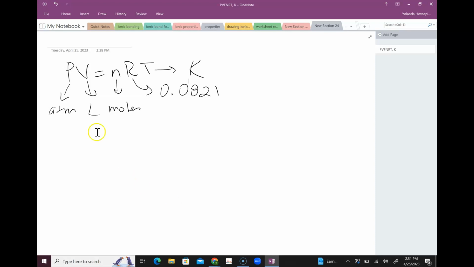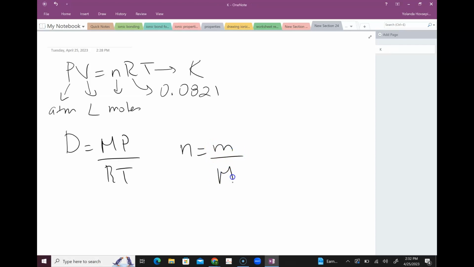All right, so the ideal gas law is PV equals nRT. And then there are derivatives of this, where D equals MP over RT, with density and molar mass. And we can also convert number of moles to mass over molar mass.